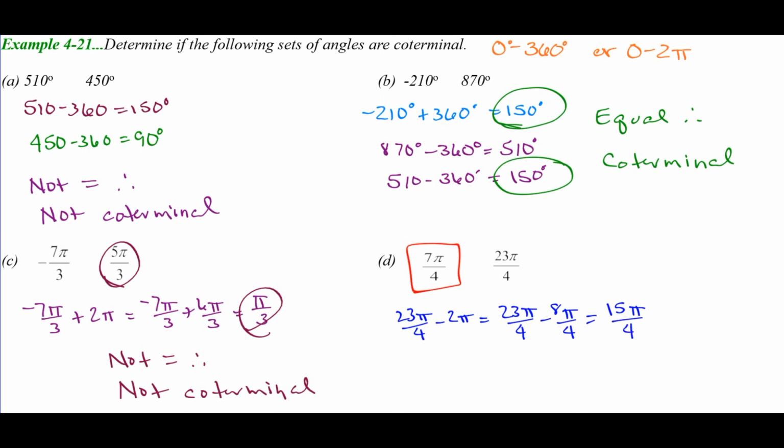Still bigger than 2 pi, so I'm going to keep going here. So 15 pi over 4 minus 2 pi, which is 8 pi over 4, is going to give me 7 pi over 4. So this is between 0 and 2 pi, so now I've got 7 pi over 4 and 7 pi over 4. So these are equal and therefore coterminal.